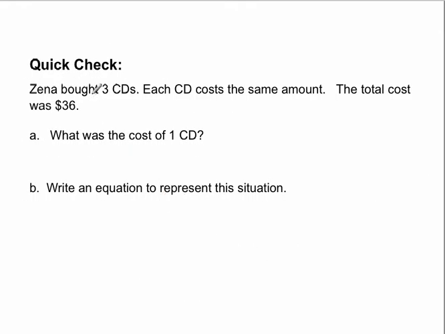Let's try this. Zena bought 3 CDs. I always like to highlight my key information. Each CD costs the same amount. So each CD is the same. Each is a pretty key word there too. The total, which means the answer when you add, the total cost is 36. What is the cost of 1 CD? Well, we should know that 36 divided by 3 gives us $12. So we know that each CD is $12.